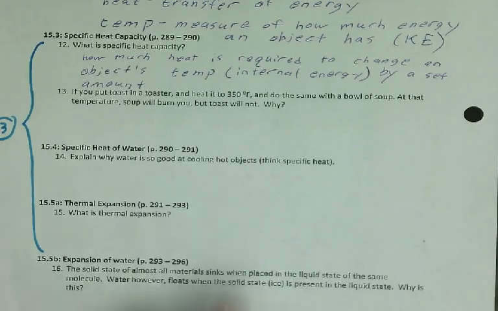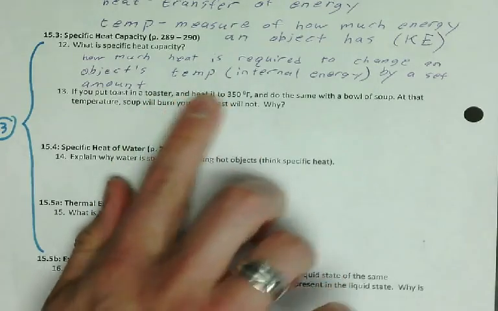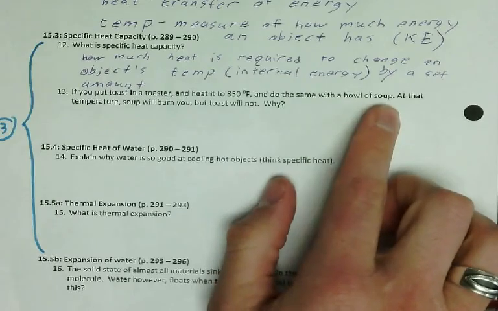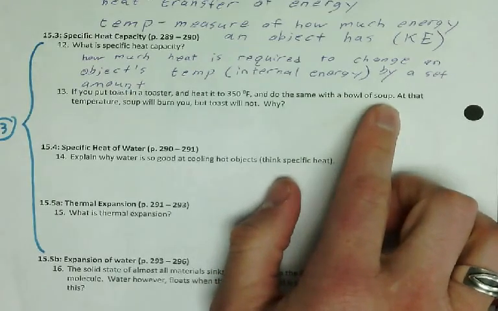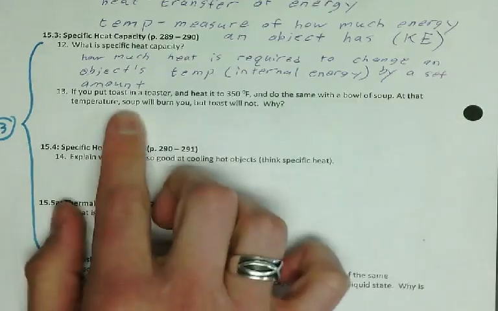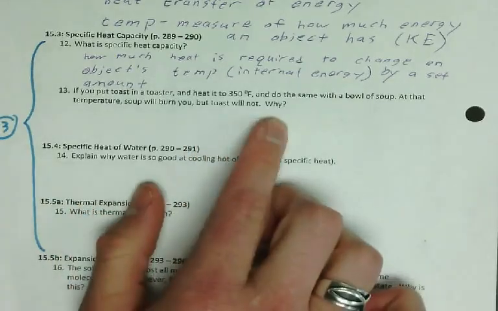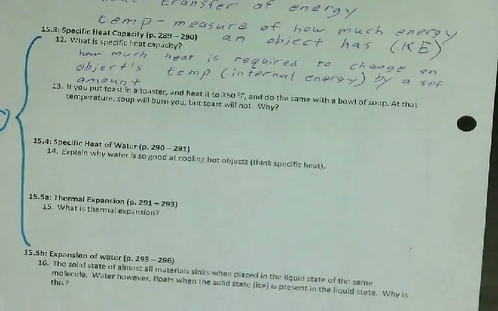All right, so if you put toast in a toaster and heat it up to 350 degrees Fahrenheit, and do the same with a bowl of soup, heat it up to 350, not put it in a toaster. At that temperature, soup burns you, but toast does not. Why? They're the same temperature. We eat one, and it makes our mouth burn, and we eat the other one, and it's fine. So what's the difference?